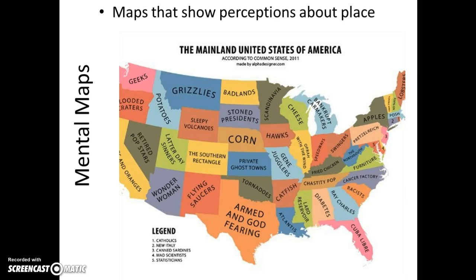Mental maps show perceptions. Here's the United States with the states labeled based on people's perception about what comes from those places. The maps that we made in class of the world could be considered mental maps. They showed some things about our perceptions of the world and what we know about it and where things are.